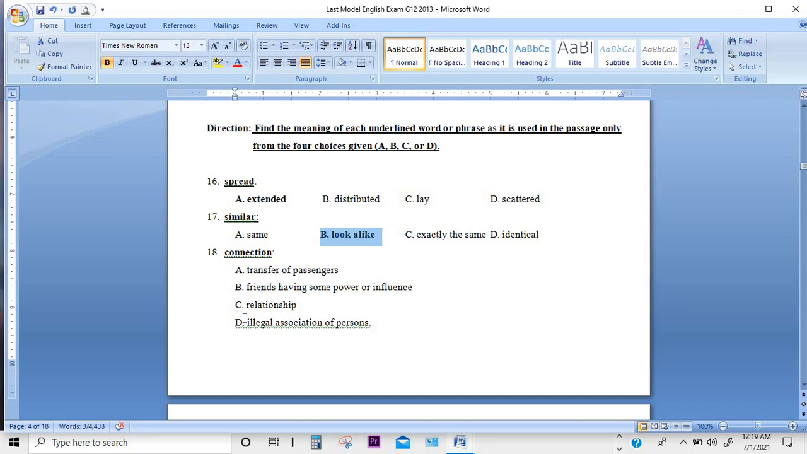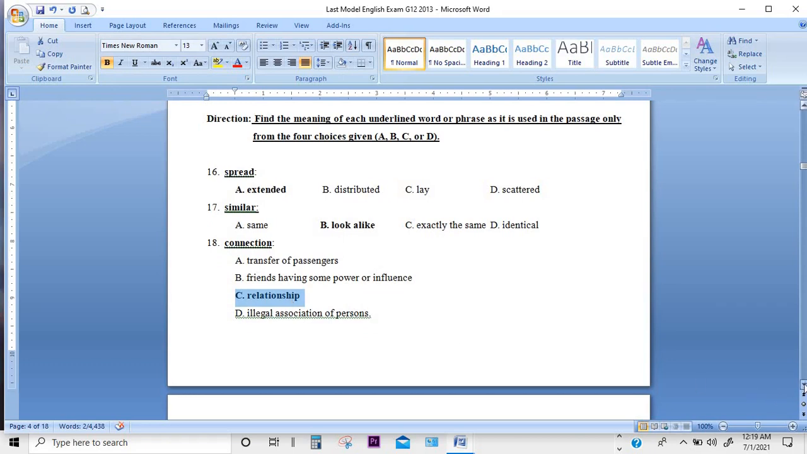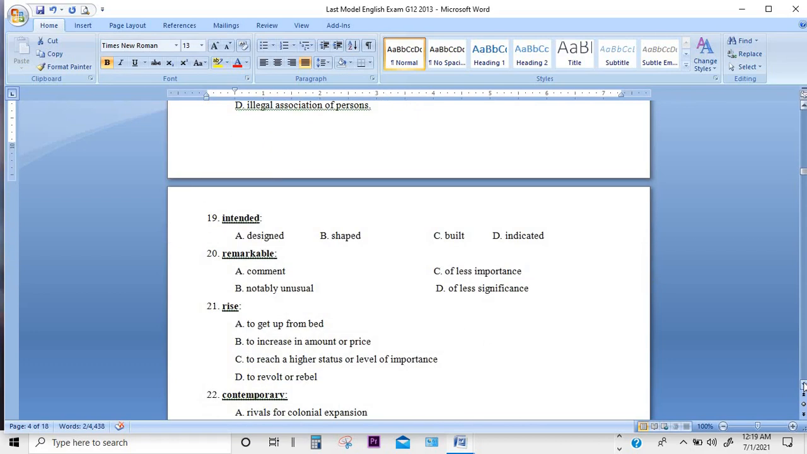it is solved by the denotational meaning. What is used in the connotation is relationship. Okay, transfer of passengers, no. Friend having some power or influence, no. Illegal association of persons, no. It's relationship. So connection means relationship according to the way it is used in the context. Connection means relationship. Okay, and 19, intended according to the passage.